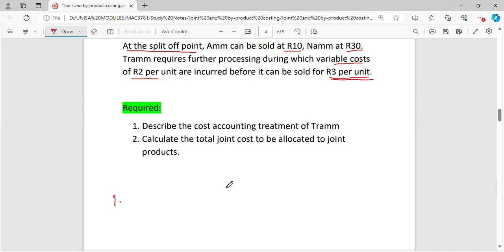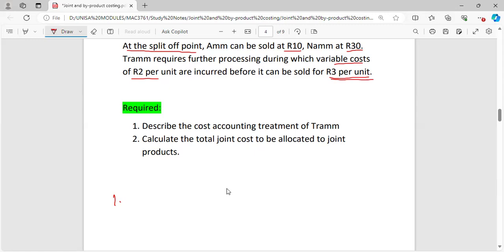I think we need to separate the... Hello? You can speak up. I think we need to get the net... Sorry? You need to separate. Your network, I think, is cutting. Can you try to speak up? I think we need to get the net realizable value for tram, and then separate it from the total joint cost.